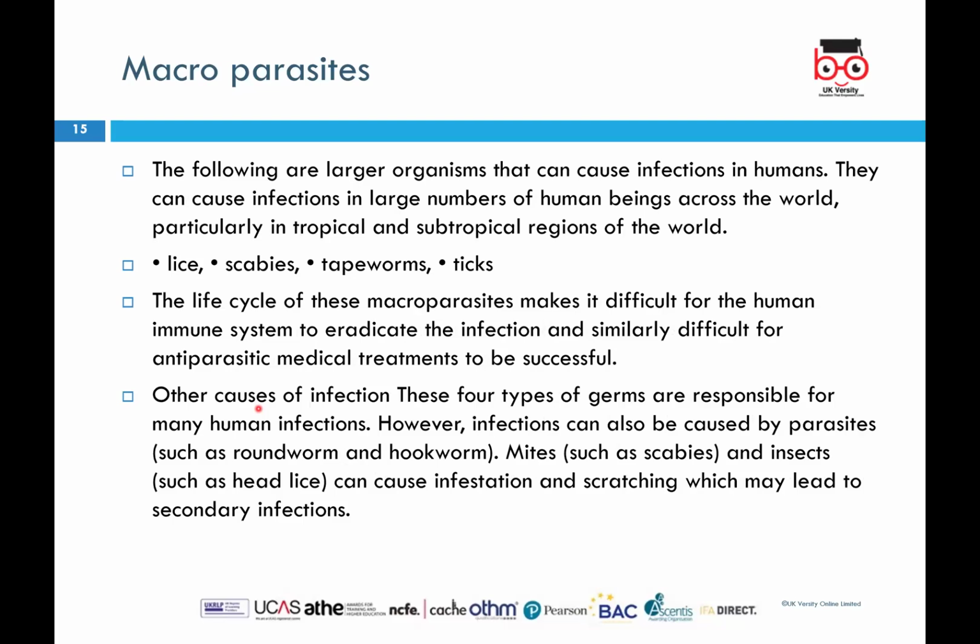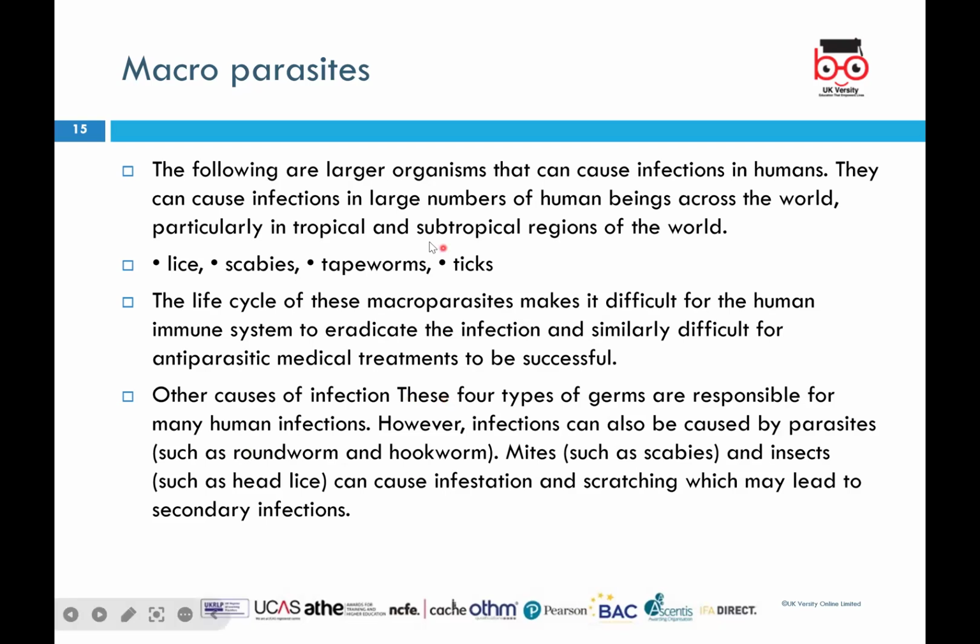Other causes of infection. So, what are they? There are other types of parasites, such as roundworm and hookworm. So it's not just tapeworms. Tapeworms, obviously, you can see. You can see scabies, Sarcoptes scabiei, the parasite that you can see with the naked eye. You can see lice. You can see ticks also. You don't need a microscope to look at them.